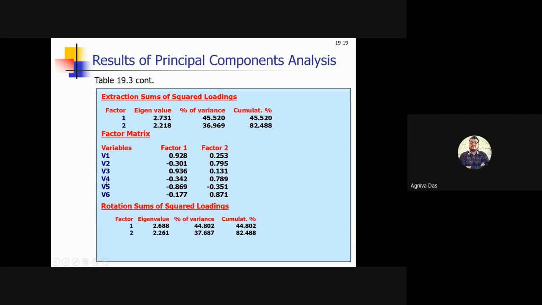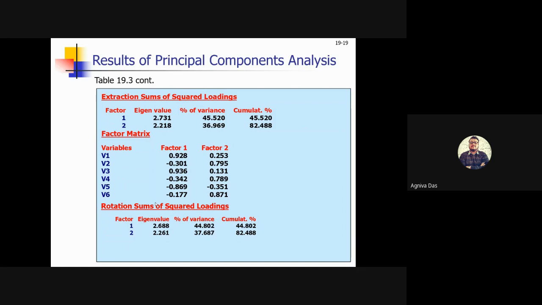So these are the variables that decide what values factor 2 should take, as opposed to V1, V3, and V5, which are more influential in what values factor 1 takes. Okay. Now we will look at the rotation sum of squared loading. So after we have done a rotation, by rotation, I mean we are simply rotating the variances around, the communality variances that we had.